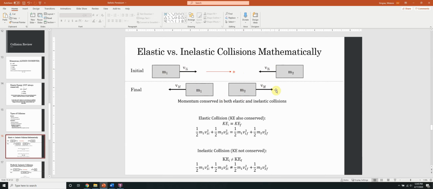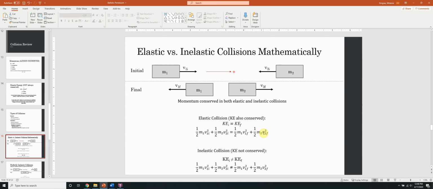So as I mentioned before, we know that momentum is always conserved, so momentum is conserved in both elastic and inelastic collisions. However, we know that with an elastic collision, kinetic energy is also conserved. That means the kinetic energy before is equal to the kinetic energy after. So mathematically, what this looks like for this problem that we have illustrated up here, this would be 1/2 m1 v1 initial squared plus 1/2 m2 v2 initial squared is equal to 1/2 m1 v1 final squared plus 1/2 m2 v2 final squared.